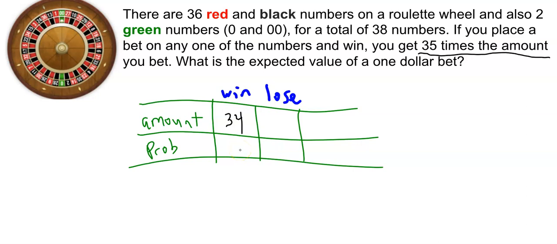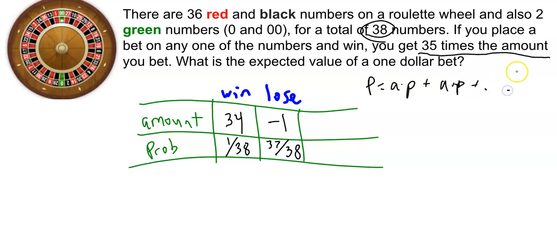The probability of winning, there are 38 numbers, so 1 out of 38 times you would win. If you lose, well, you lose $1, right? You bet $1, you lose it. The probability of that happening is every other time, which is 37 over 38. So again, the formula is the amount times the probability plus the amount times the probability plus... In this case, there's really only 2 of those. So let's do it for both of them.